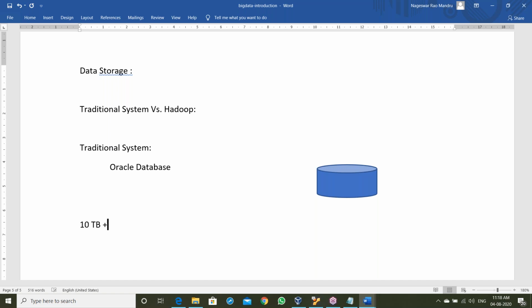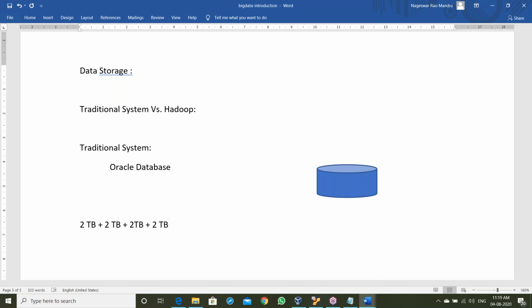Then the DBA will add the next space, maybe a 2 TB disk. Why 2 TB? Suppose that instead of 10 TB, initially the database capacity is 2 TB. So 2 TB gets filled, then you add the next 2 TB, which also gets filled.